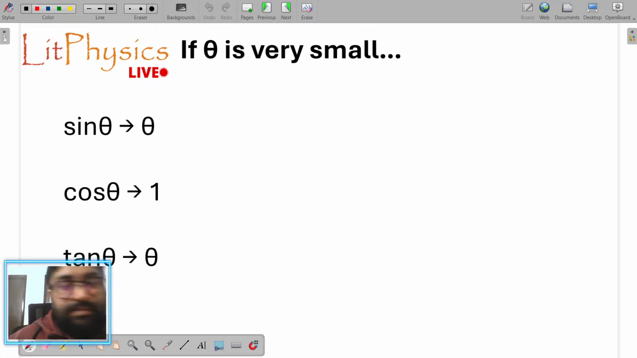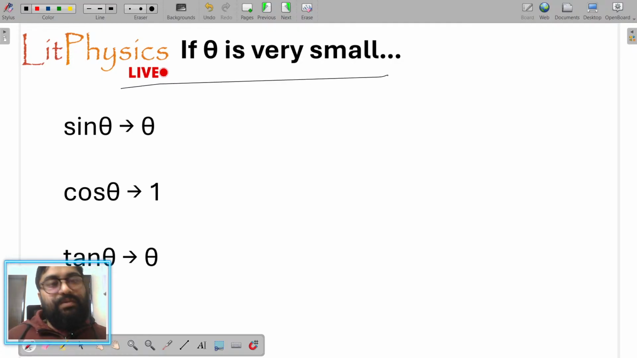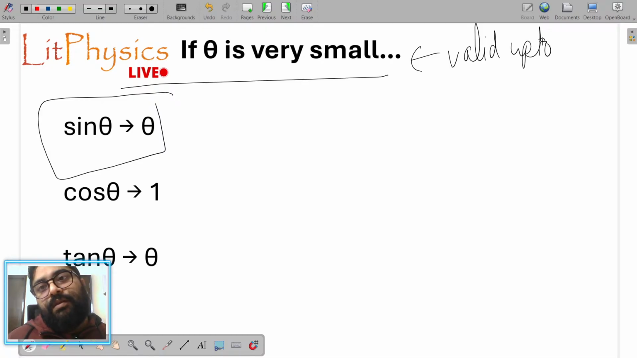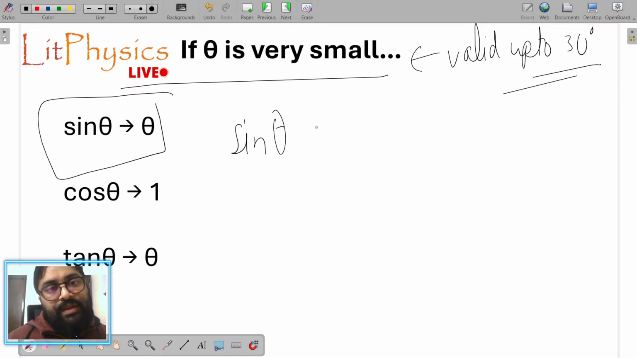We are at the end. Please stay tuned. We are at the end, right? So if theta is very, very small, what does that mean? Like up to, it's valid up to 30 degrees, right? So if theta is very, very small, sine theta becomes theta, right?